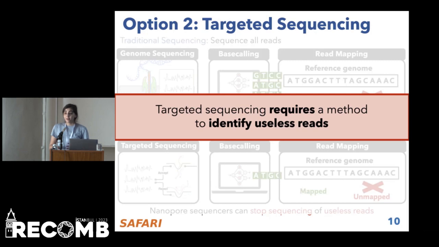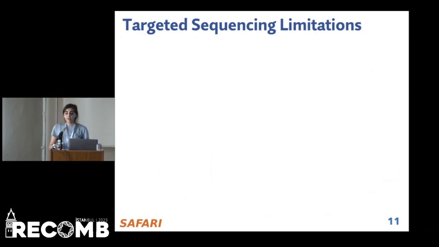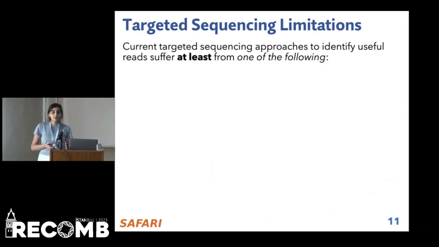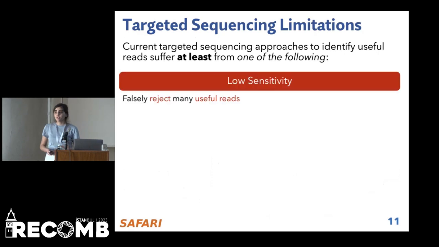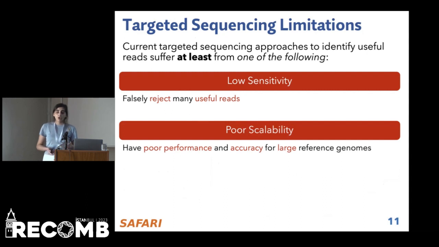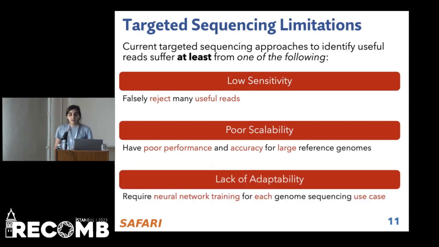But this method requires a way to identify which reads are useful and which reads are useless. And we identify that current methods to identify useful reads, these are not limitations of targeted sequencing itself, but limitations of the tools, suffer from at least one of three key shortcomings. First, they have low sensitivity, and they reject many useful reads. Or they have poor scalability, in the sense that the performance and accuracy of these tools drop significantly as we increase the reference genome size. Or they lack adaptability, meaning you can't use these tools as is for each kind of genome analysis you want to perform.